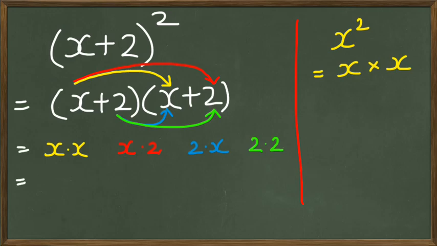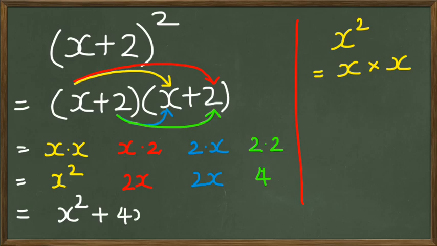All this is equal to x squared, 2x, another 2x, and a 4. And so the answer is going to equal x squared plus 4x plus 4. Apologies about my phone. Anyway, so x plus 2 squared, when you separate it into two brackets, you should end up with x squared plus 4x plus 4.